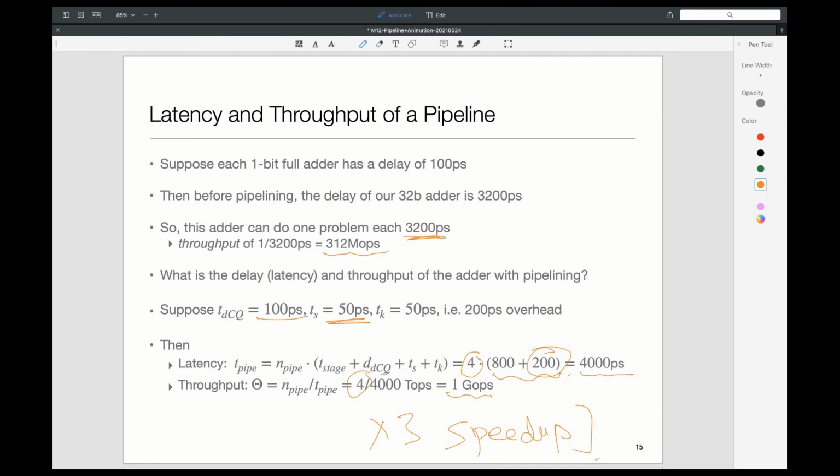But overall, I still come out ahead, right? Essentially with some increase in area, since you have to add those registers, I'm able to get a factor of 3 improvement in the overall speedup. This trick is used quite a bit.